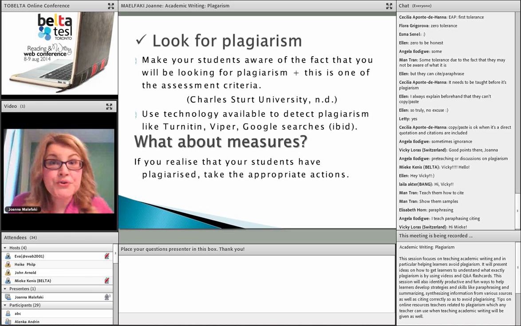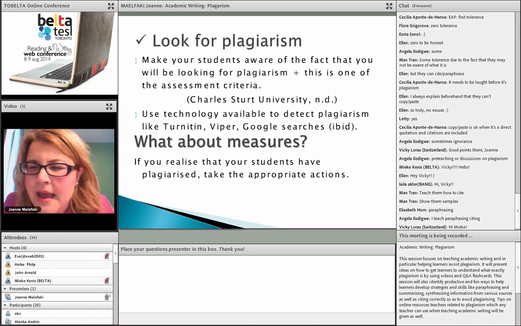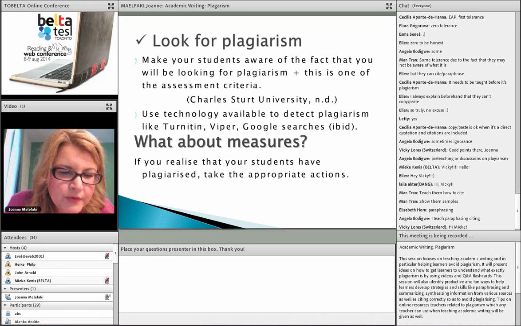And if you do detect plagiarism, you take the measures. Some people can ask for a second draft, give the learners a second chance. Some may ask for whatever your university or whatever the organization you are working for suggests should happen when a student is caught plagiarizing. So these are some of the steps a teacher can take in order to deal with plagiarism.